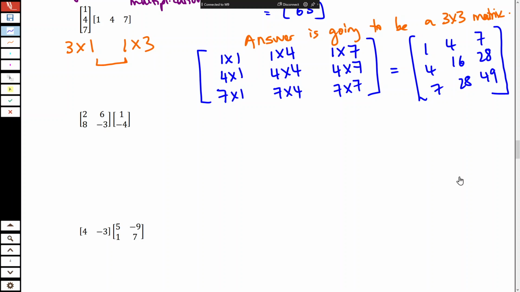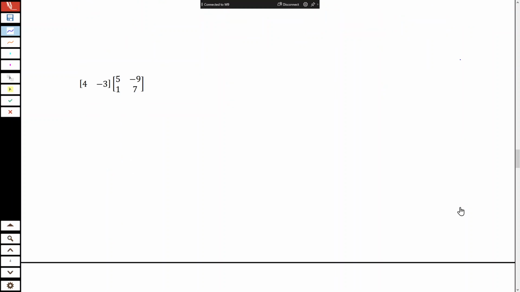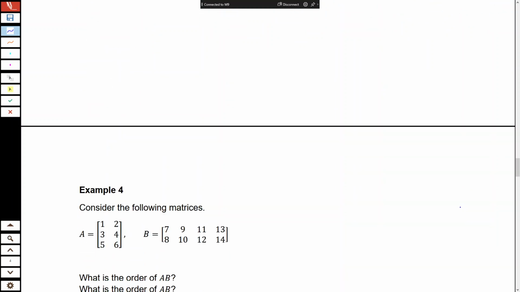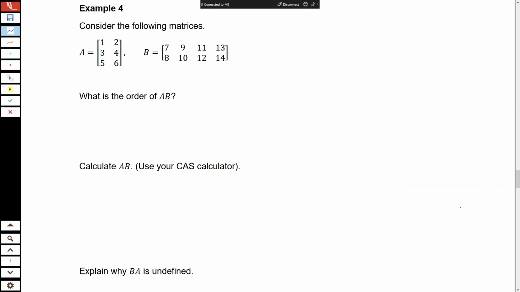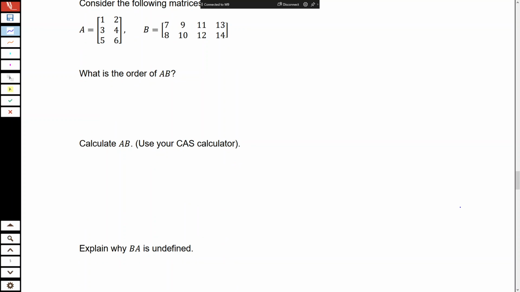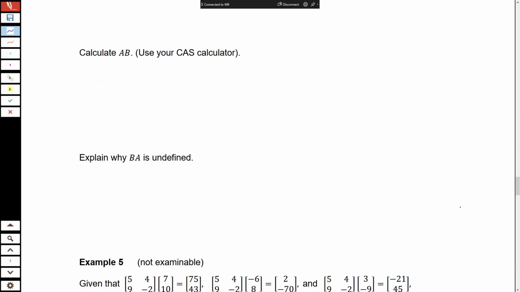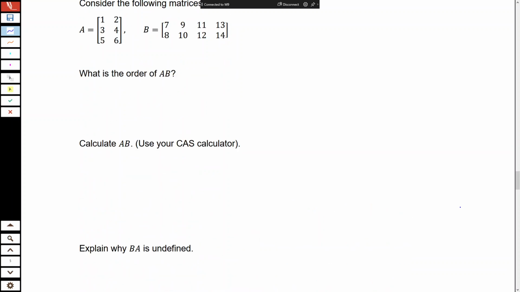Alright, can I move to a different page? Anyone still writing? Okay, first of all, thank you for your patience. I know I've been lecturing for a very long time, so I'm going to skip the next two. Let's finish with example 4, and we'll continue with these sheets in the future.